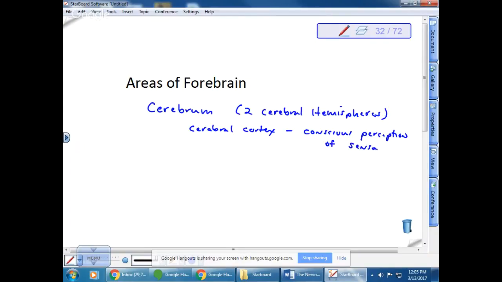And motor control, right? So I can send out signals to my arm to bend, for example. Okay, so that's the cerebral cortex.